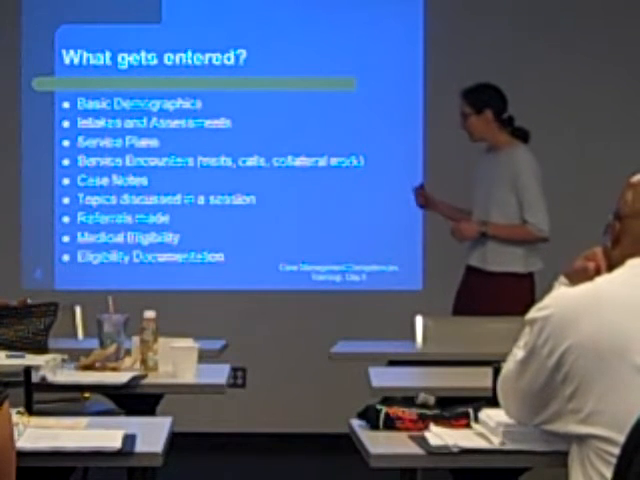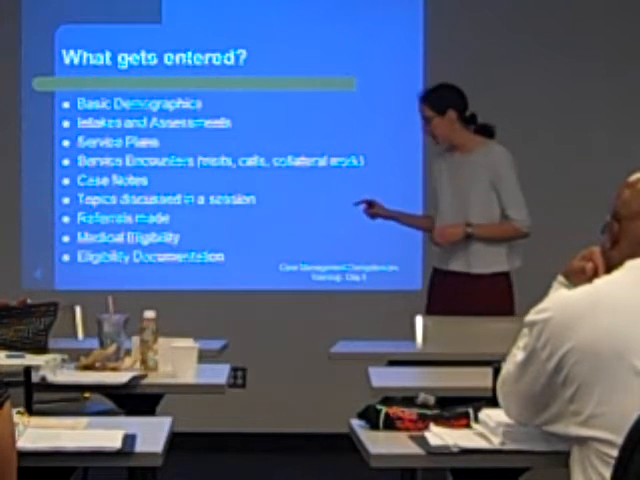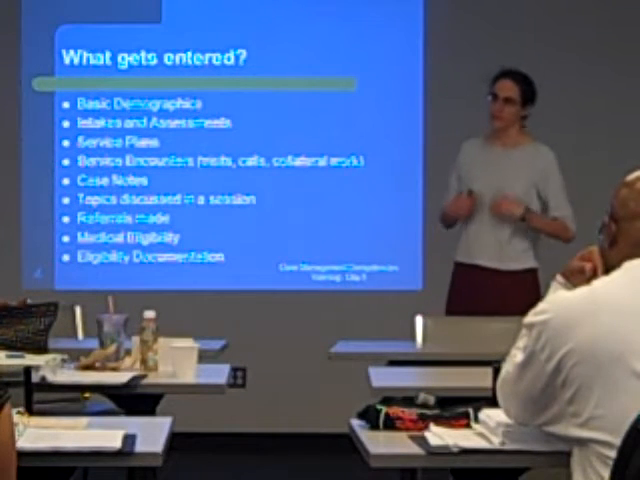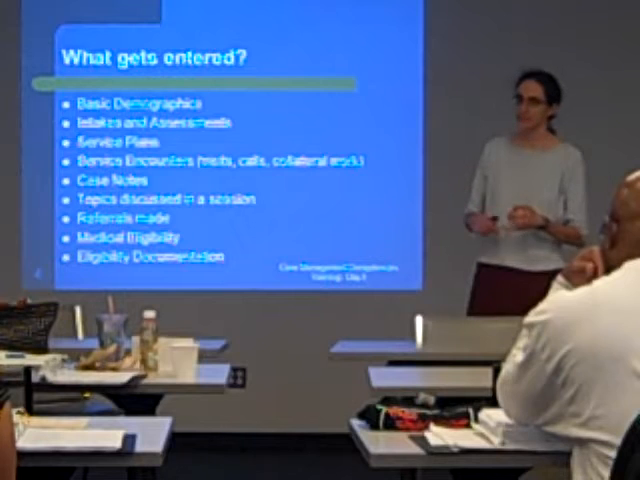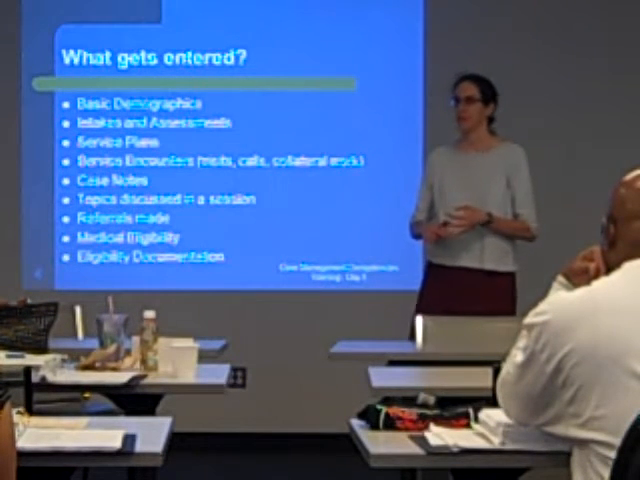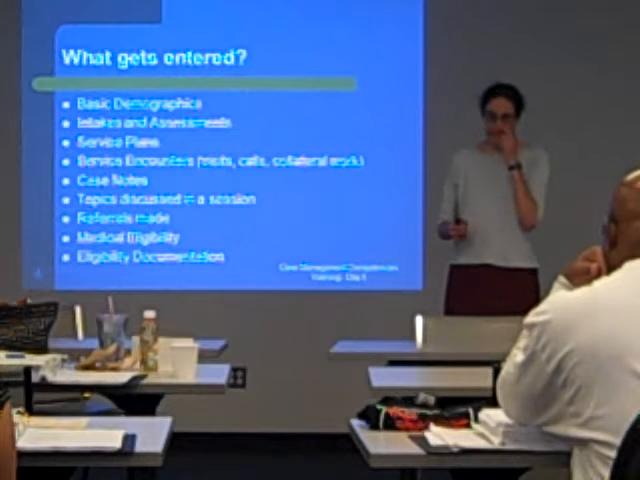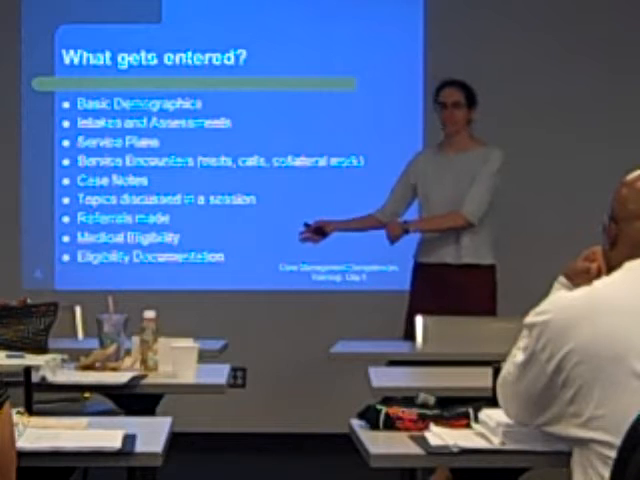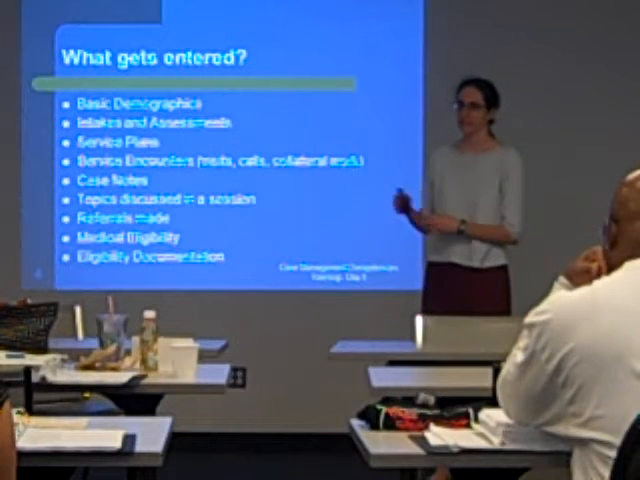And finally, this is something, again, that's new. Part B requires that you upload your eligibility documentation. So your proof of residency, your proof of income, your driver's license, things like that actually have to be scanned into the system. And because one funder requires that, we're going to start implementing that across all of our systems.